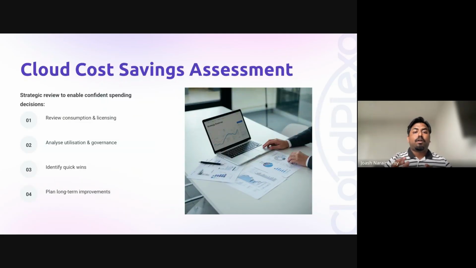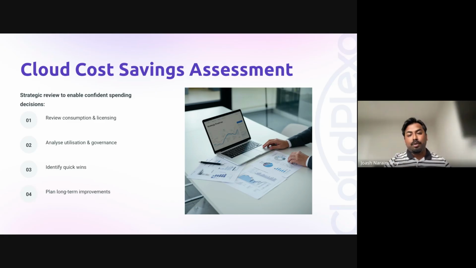So, our complimentary cloud cost savings assessment. Finally, the offering that aligns perfectly with today's discussion, our complimentary cloud cost savings assessment. This is much more than a review of your monthly cloud invoice. It's a strategic assessment of your technology environment, designed to identify opportunities to reduce costs, improve efficiency, and maximize the value of your IT investment.